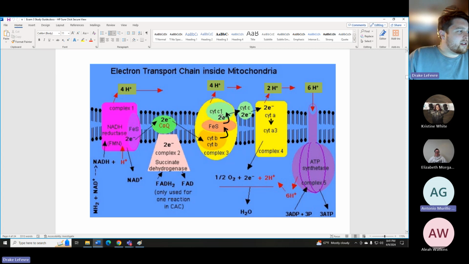Cytochrome C1 within complex 3 passes it to cytochrome C. Cytochrome C passes it on to complex 4, specifically to cytochrome A. Cytochrome A passes it to cytochrome A3. And then finally, it drops those electrons off after it's taken all of its energy, and lets it be oxidized into H2O.